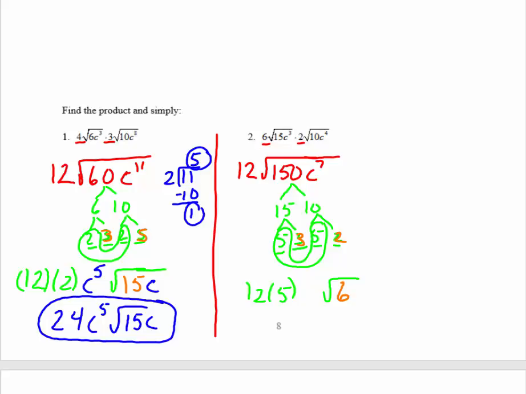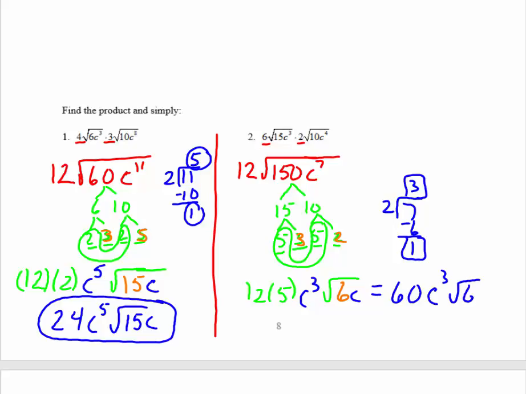Now we'll work with our variable. Our power had a 7, and we divide by the index 2. 2 can go into 7 3 times with a remainder of 1. So we know that c to the 3rd is going to come out, and c to the 1st is going to stay underneath. So multiplying 12 times 5, I get 60. C to the 3rd, square root of 6c.